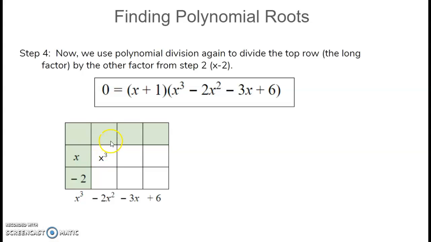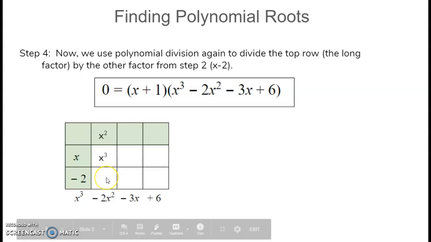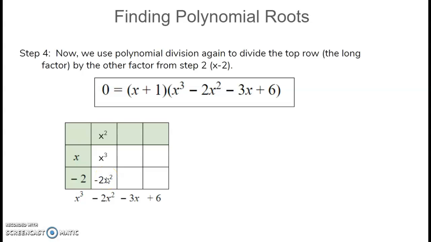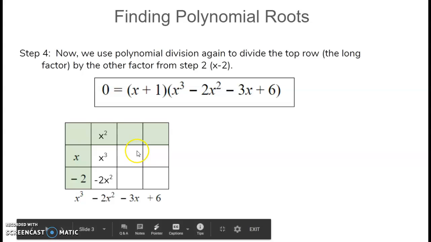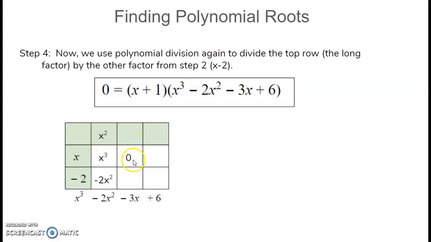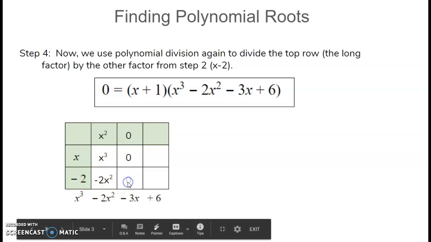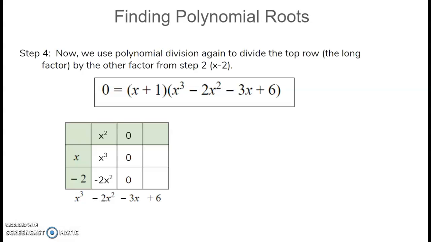And again, I need to find what on top would be, what times x would give me x cubed. So this would be x squared. Take that times the bottom and get negative 2x squared. We have to figure out what goes in this box here. So what in this box plus negative 2x squared will give me negative 2x squared? 0. So 0's here. So what times x gives me 0? 0. And 0 times negative 2 is 0. So lots of zeros right there. Looks a little funny, but that can happen sometimes in these Polyducal boxes.